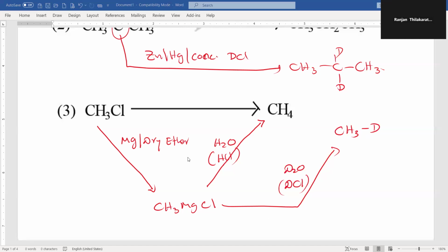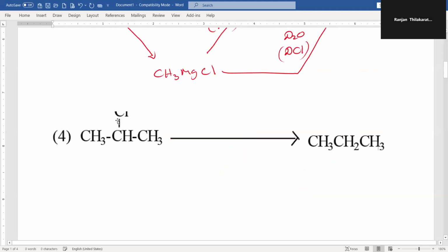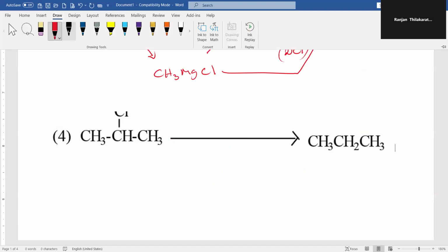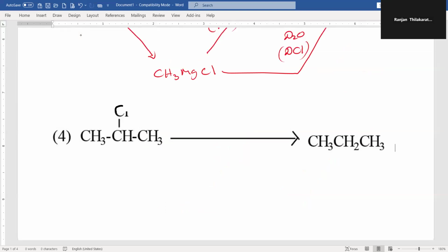Then the fourth one, in the same way, you can convert that into, let's see, yes. Here, the fourth one, yeah, here it had the chlorine atom here, right? It was chlorine Cl. Yes.